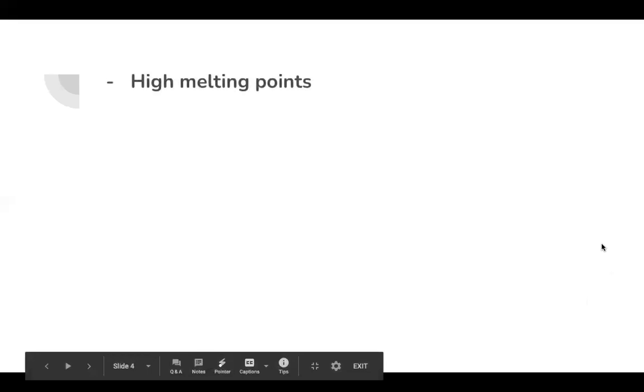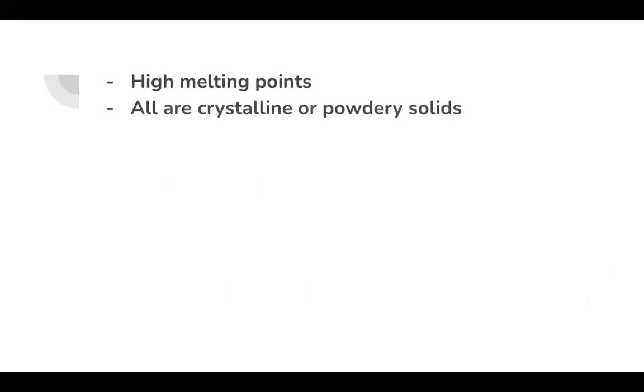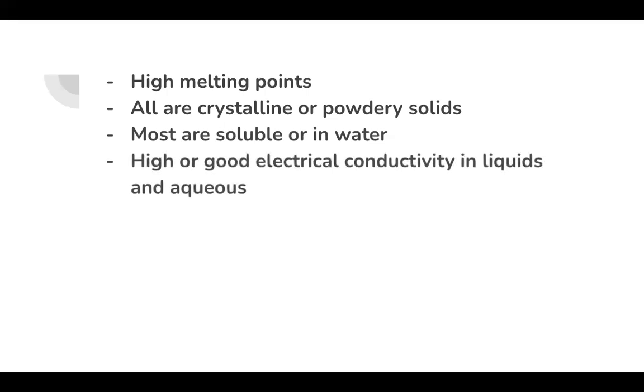Ionic substances also demonstrate very high melting points. They are all either a crystalline or a powdery solid. Most of these are going to be soluble in water. And if you dissolve them in water, they tend to be very good conductors of electricity.